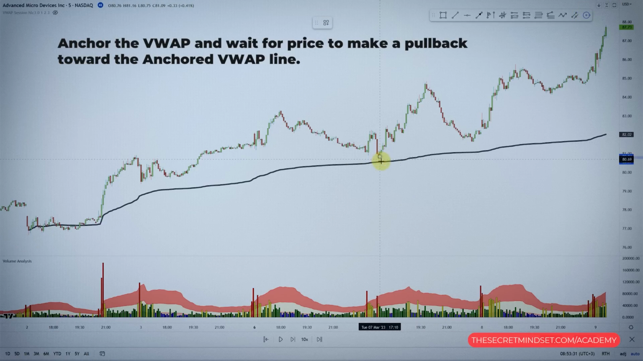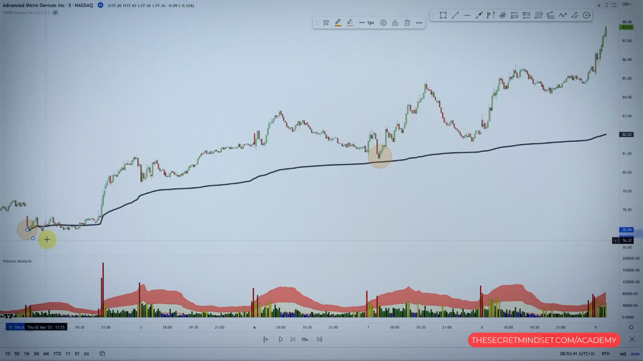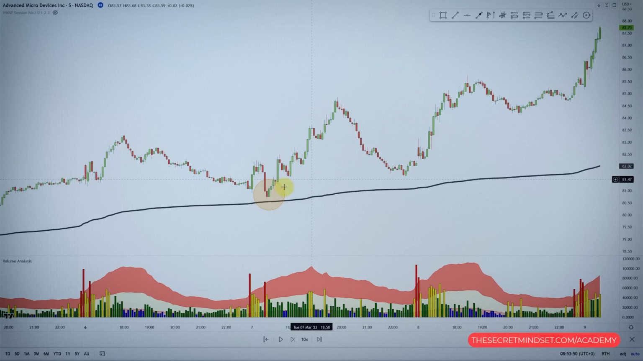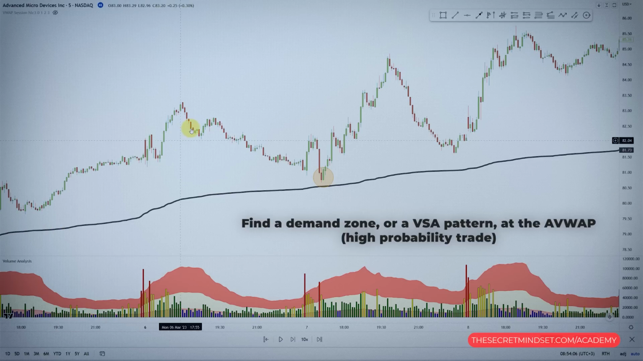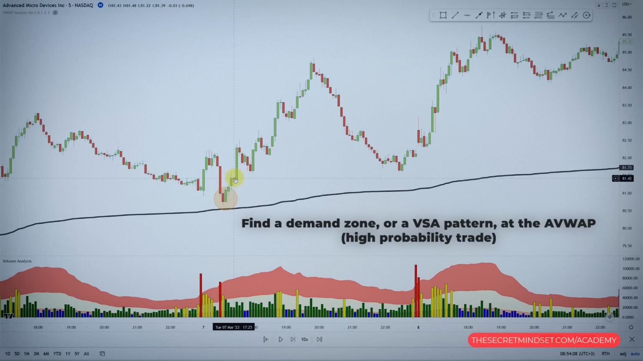To trade a pullback setup, you find an uptrend with price making higher highs and higher lows. Then you anchor the VWAP on a key pivot. Price trades of course above the anchored VWAP, and you patiently wait for price to make a pullback to the downside, returning to the VWAP line. This is a chance to buy the market. In this zone, you can find a demand area or a VSA pattern as an entry. Look how price reacted to the anchored VWAP line. The first pullback after we applied the line was a perfect bounce trade.